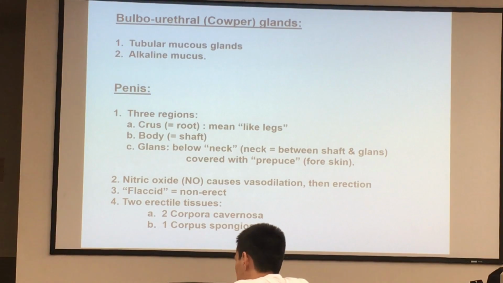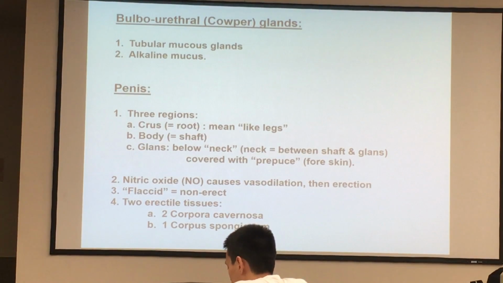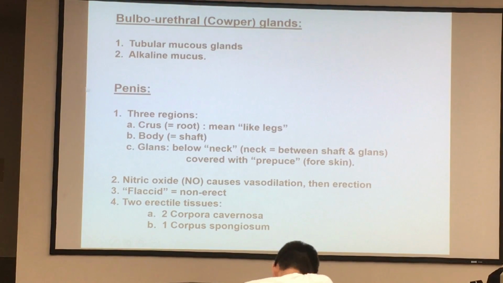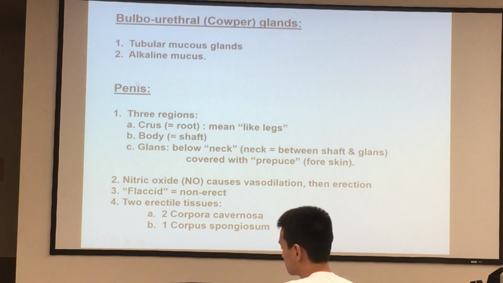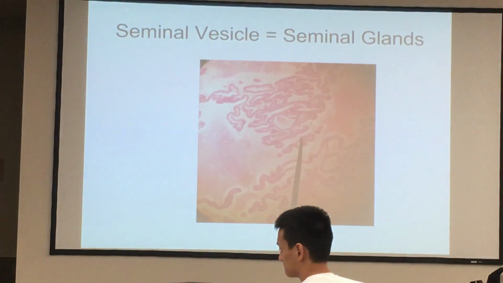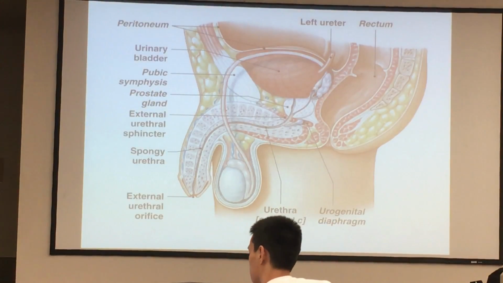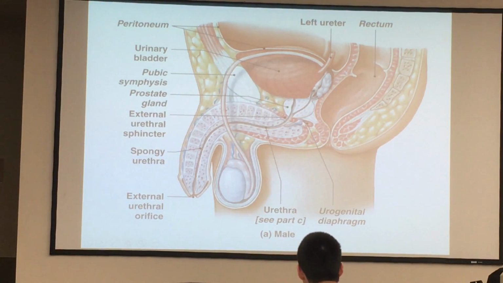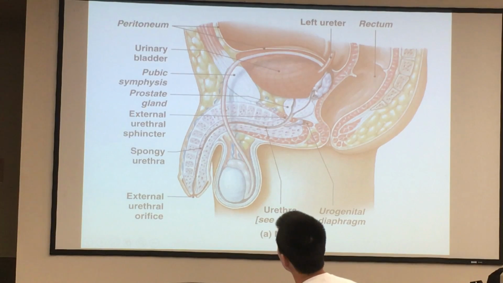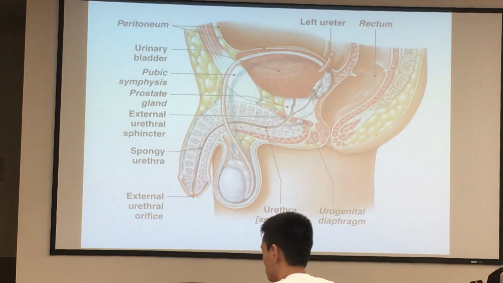Now we move to the bulbourethral gland. It is also an alkaline fluid. And what does it look like? A very small one, only accounting for 5% of the fluid here. And this one is different from the seminal vesicle. It can secrete mucus even without sexual activity. You guys maybe know that very well.